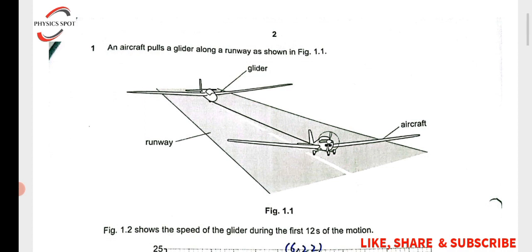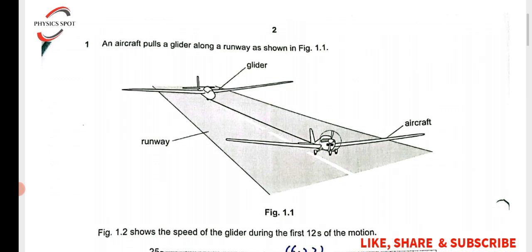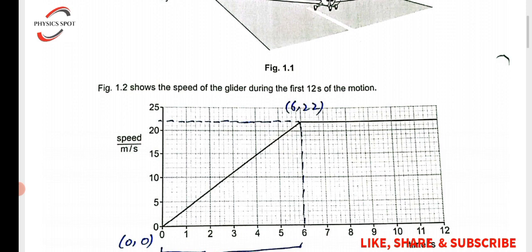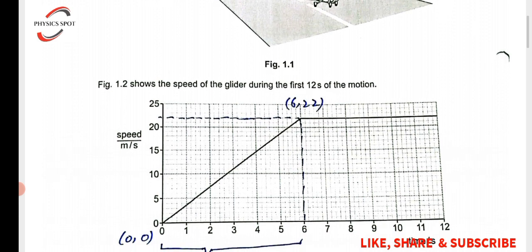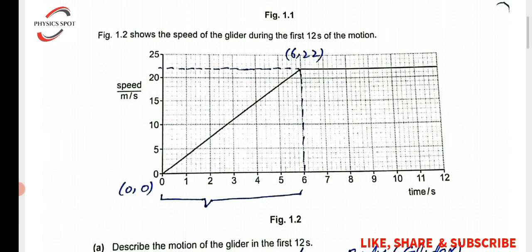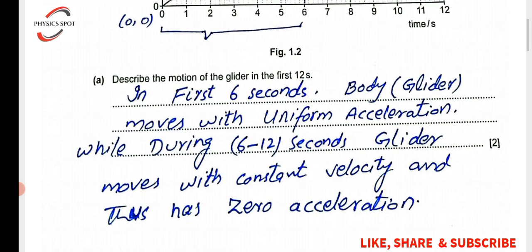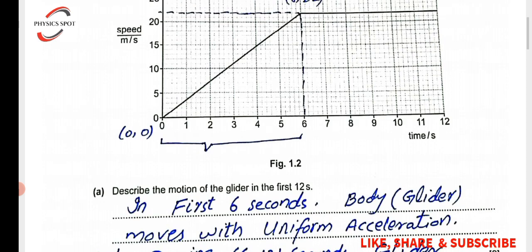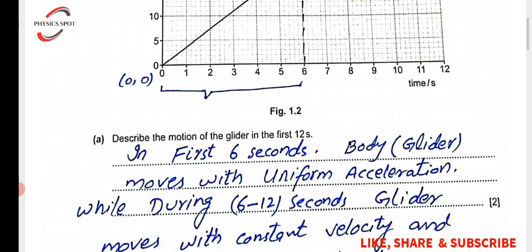Question number 1. An aircraft pulls a glider along a runway as shown in figure 1.1. Figure 1.2 shows the speed of the glider during the first 12 seconds. Figure 1.2 is basically a graph showing the speed of the glider in the first 12 seconds, and time is along the x-axis. Now describe the motion of the glider in the first 12 seconds.